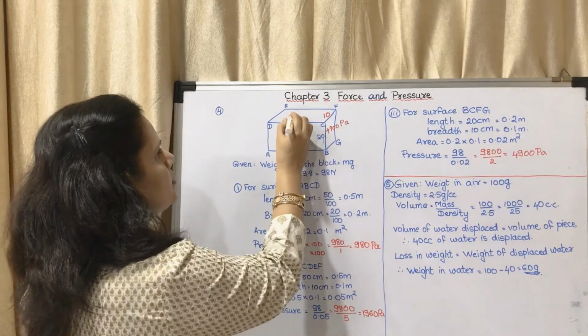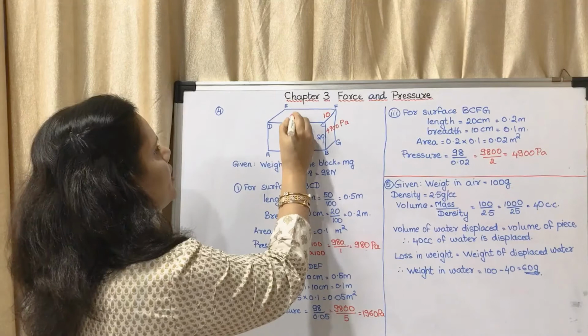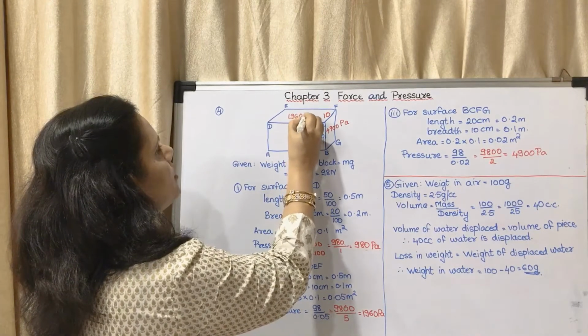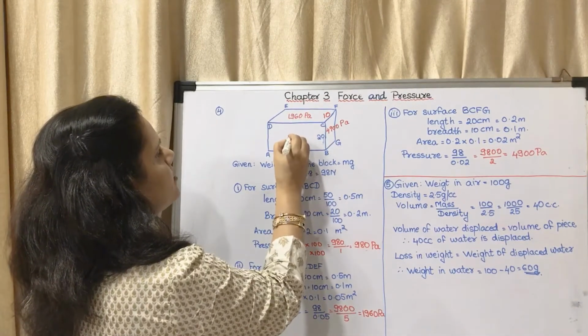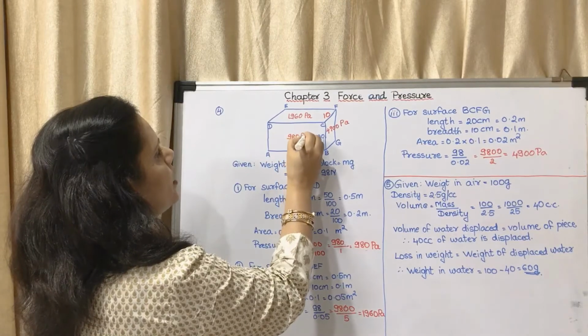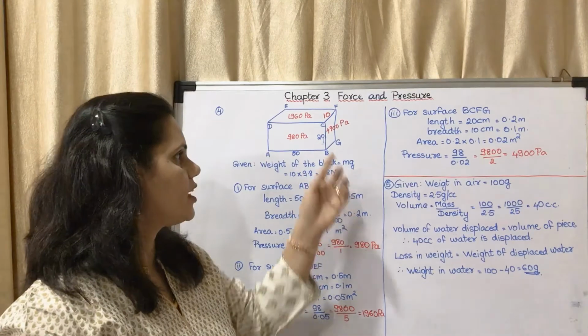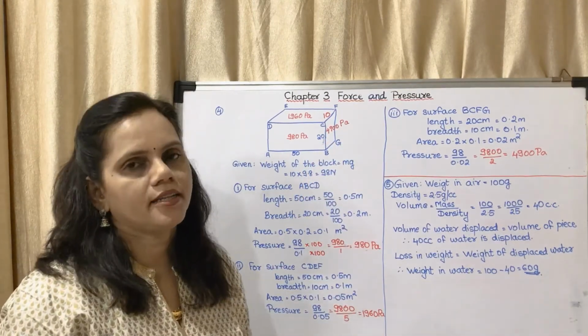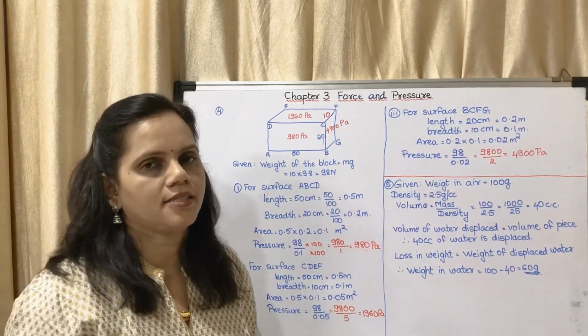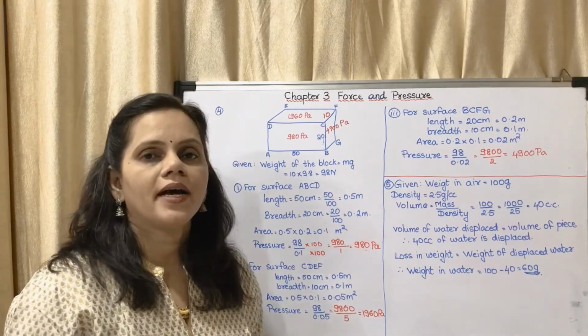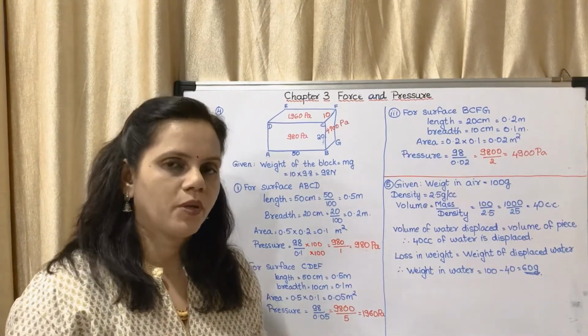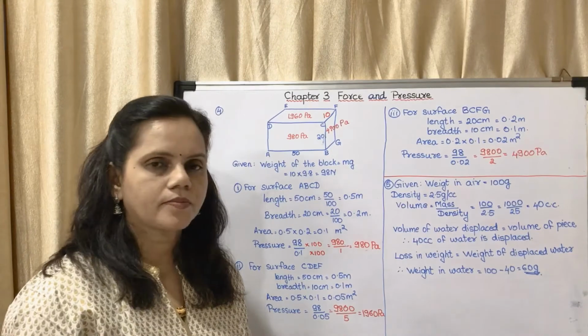Here it is 1960 Pa, and here it is 980 Pa. So where the area is least, the pressure will be more. If you keep this surface below, then the pressure will be more. That is the question. You have shown it by calculation. Now we may move on to the next question.